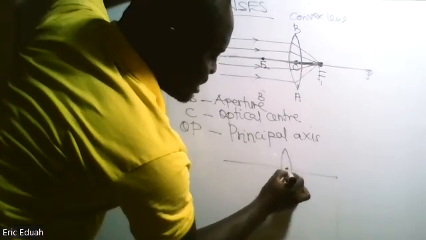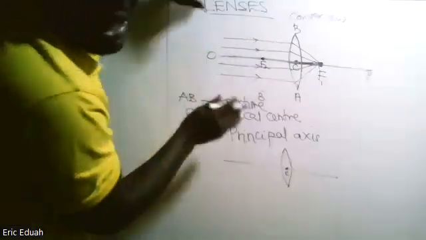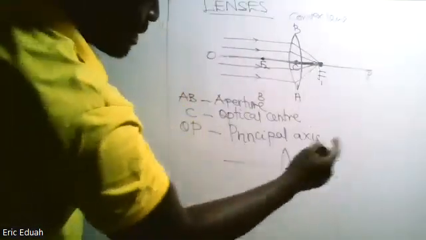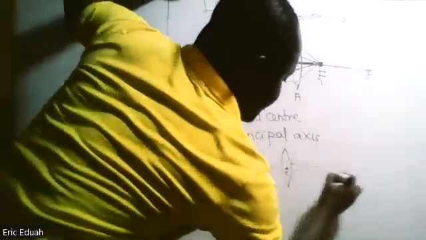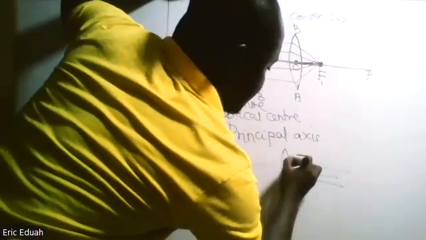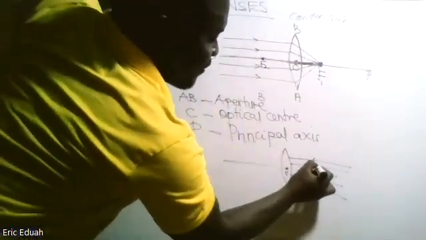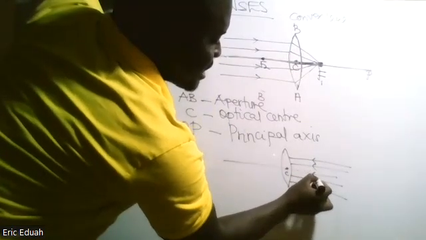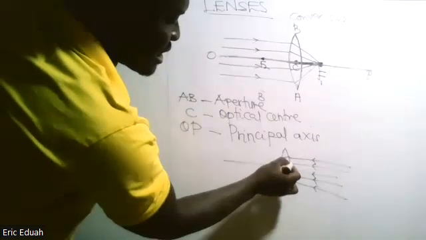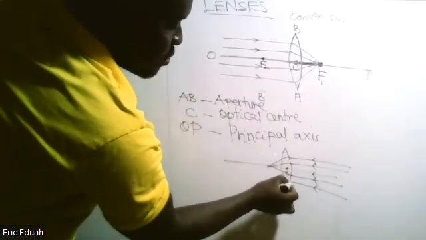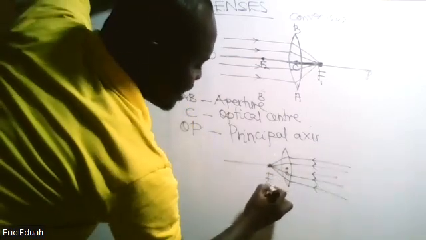So if this is C, it means that the incident light is coming from left to right. It can also be from right to left. If it is from right to left, then after refraction, they will all converge at a point at the other side. Okay, so if it's from here, then F2.